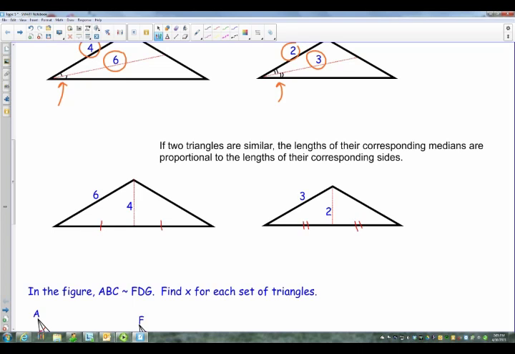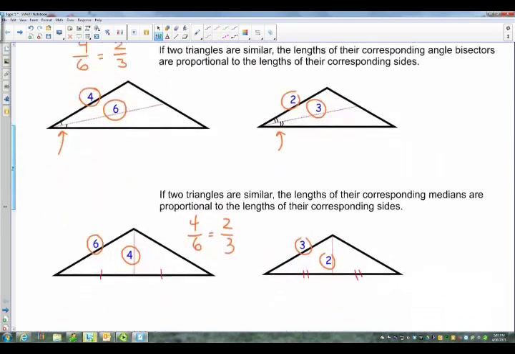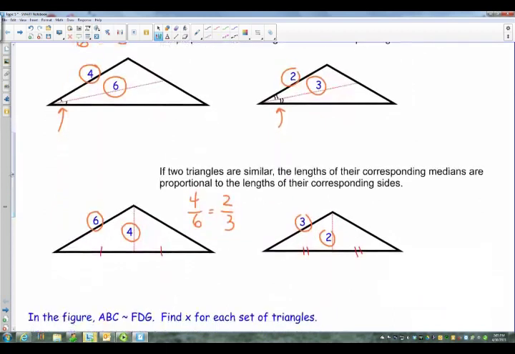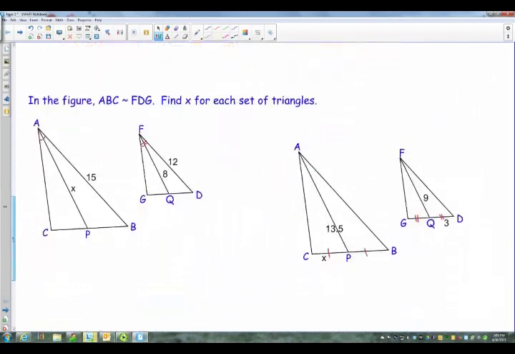Now this sets up the same way. I've got a value there of 4. I've got a value here of 6. So that's 4 over 6. The median over here is 2 over the side length of 3. So it's 2 over 3. Those are equal, and so those figures are similar. So you've got the altitude, the angle bisector, and the median. As long as those are proportional to the side lengths, the figure is similar.